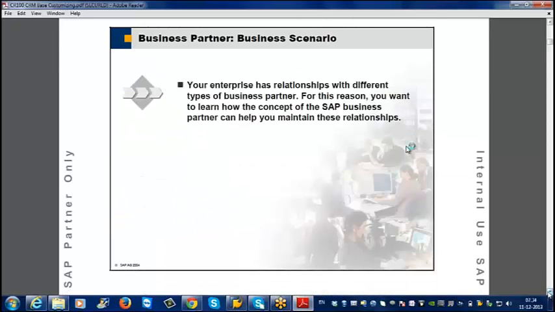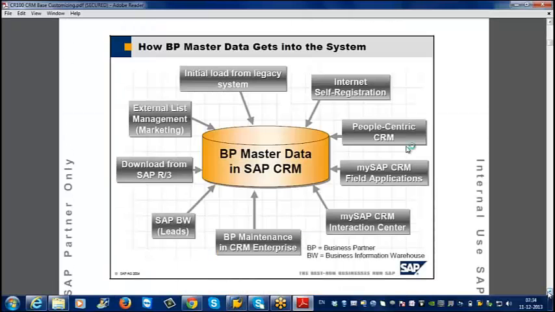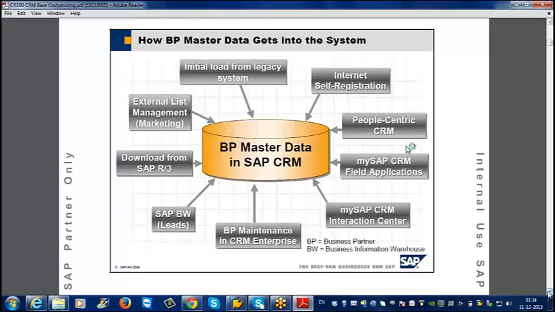As you might be aware, there will be a scenario wherein we try to explain the concept based on a scenario. The enterprise has relationships with different types of business partners. So we see how to establish the relationship between different business partners in the CRM system. This is also the most common phenomenon: how the business partner master data gets into the CRM system.